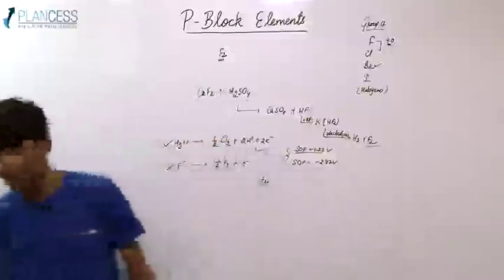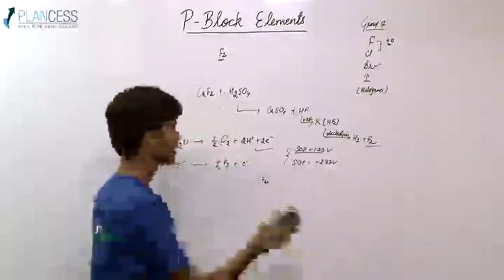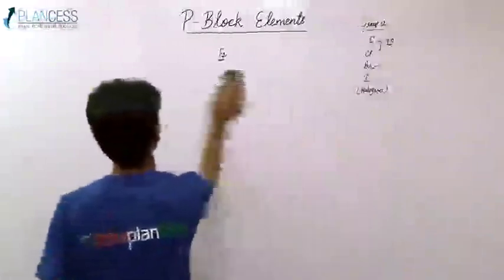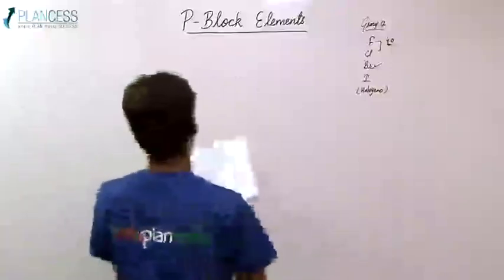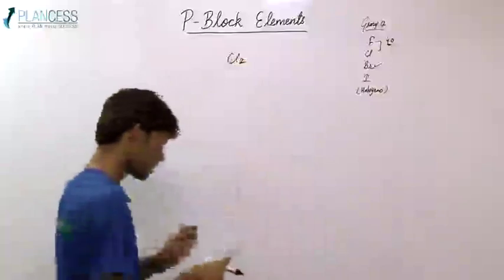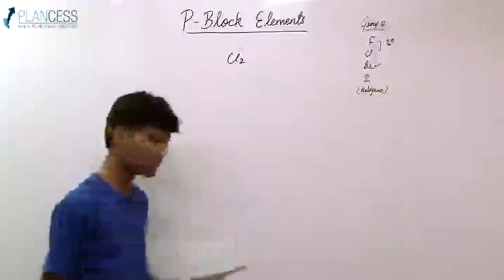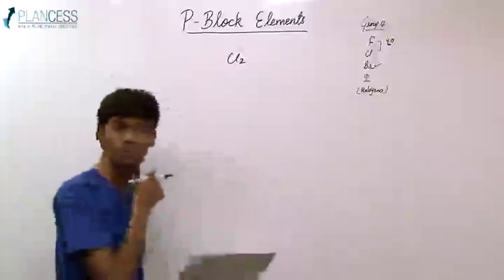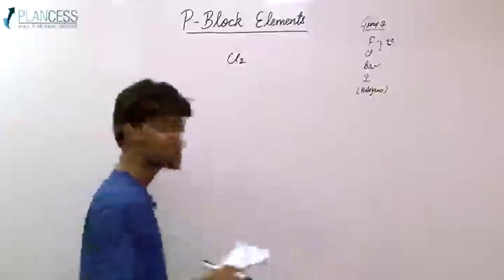Cl2 is greenish yellow in color. So chlorine is a greenish yellow colored gas. Now talking about chlorine, Cl2. Chlorine is prepared by heating chloride with concentrated H2SO4 in presence of MnO2. In MnO2, Mn is in +4 oxidation state, so it can act as an oxidizing as well as reducing agent. In this case, it is acting as an oxidizing agent.